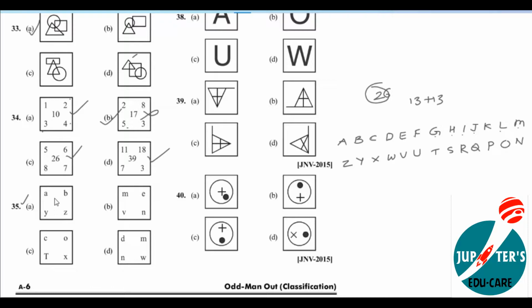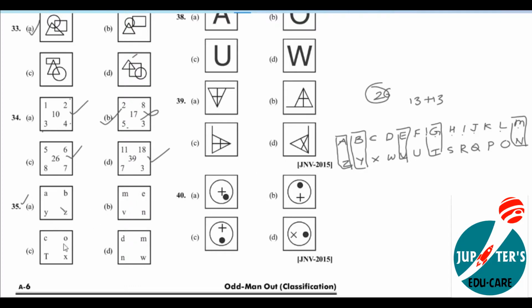See, in the diagonal, A is opposite Z. So here we have A opposite Z. Next, B opposite Y. See, opposite B we have Y. Next, in case of option B, M opposite N. See, here we have M opposite N. Next, V opposite E. Yes, here we have E opposite V. Next, in option C, T opposite O. Let us check. We have T opposite Z. So in option C we have a mistake.